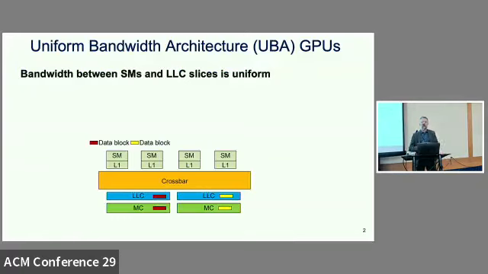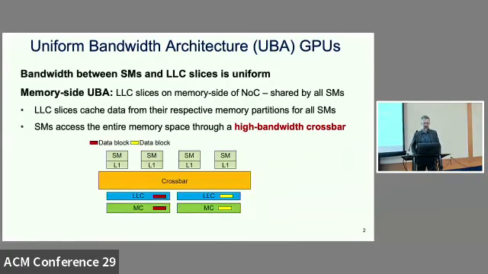Today's GPUs are what we call uniform bandwidth architectures, in the sense that the amount of bandwidth provided between the SMs and the LLC slices is uniform. As you can see on this diagram, the LLC slices are on the memory side of the NOC. So they are shared by all SMs, and this is what we call a memory side UBA. The LLC slices cache data from their respective memory partitions for all other SMs to access.